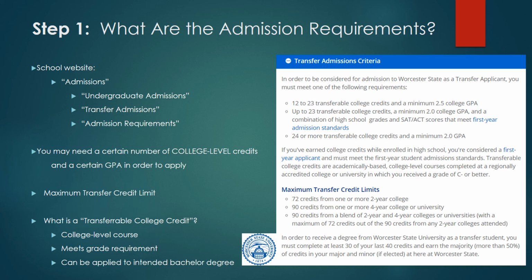You'll notice there's also a maximum transfer credit limit. For example, 72 credits from one or more community colleges, 90 credits from one or more four-year colleges or universities, and they can take 90 credits from a blend of 2-year and 4-year colleges.